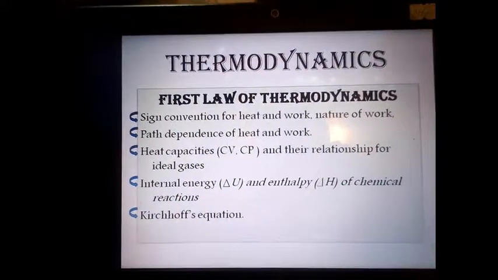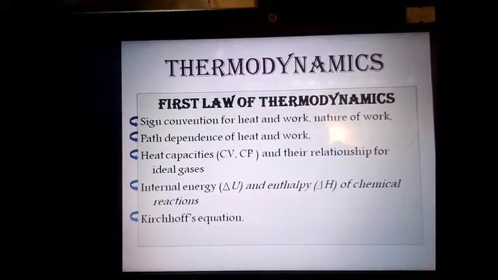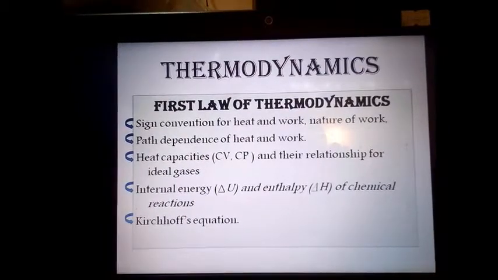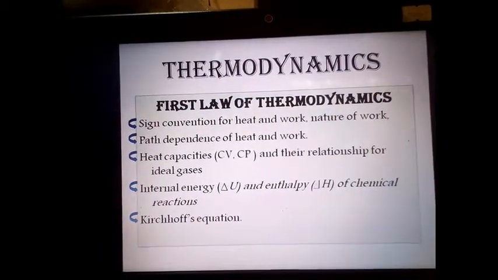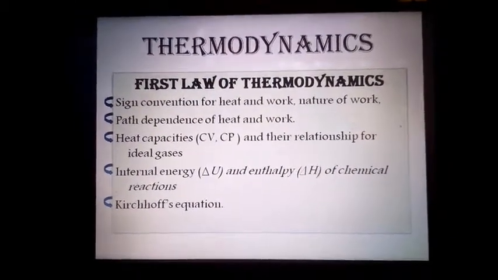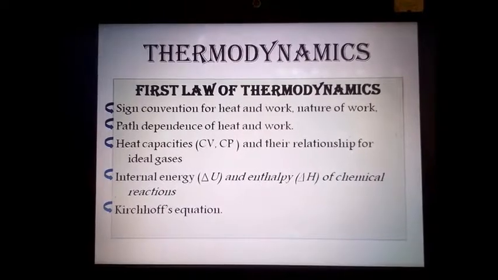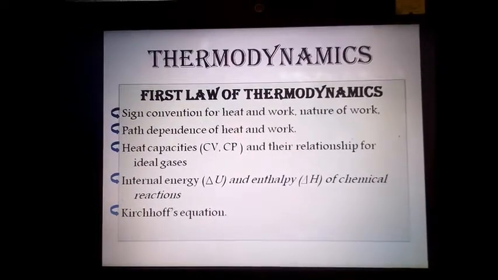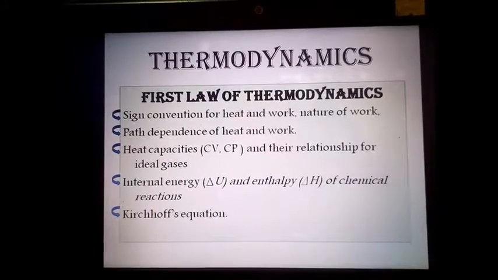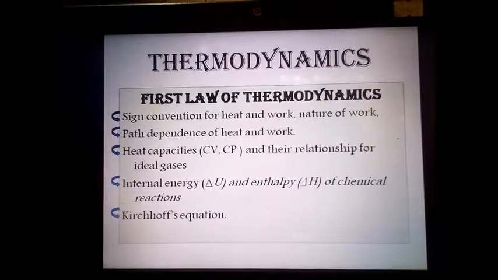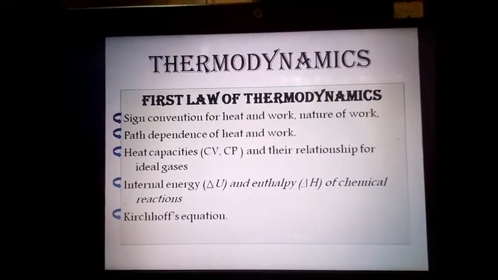The next topic is from thermodynamics, and in that topic, in the first law of thermodynamics, we have to study the sign convention for heat and work, nature of work. Sign convention means positive and negative heat and work in various examples, and the path dependence of heat and work, heat capacities Cp and Cv and their relationship for ideal gases, the internal energy delta U and enthalpy delta H for chemical reactions. The next is Kirchhoff equations.